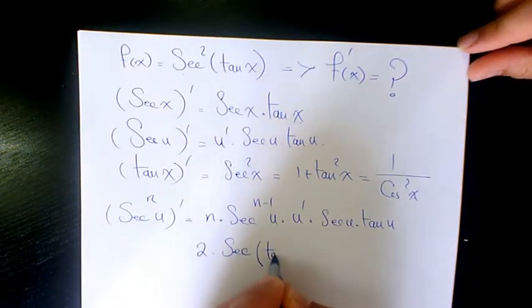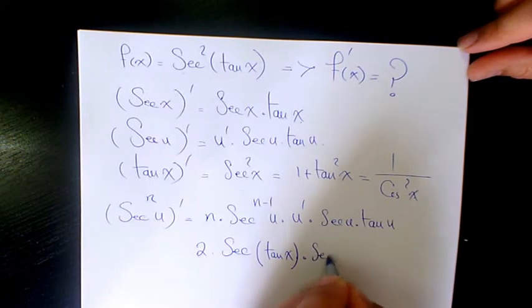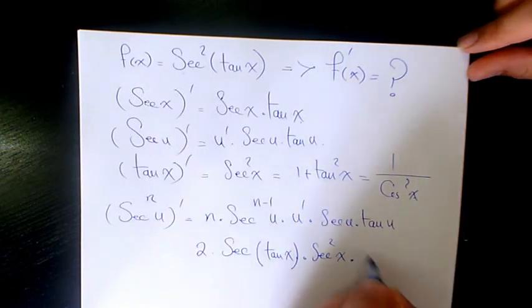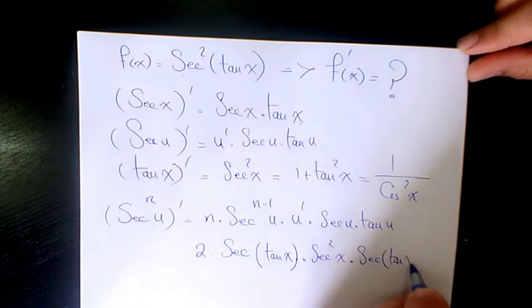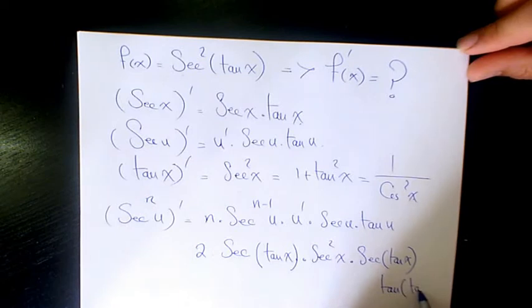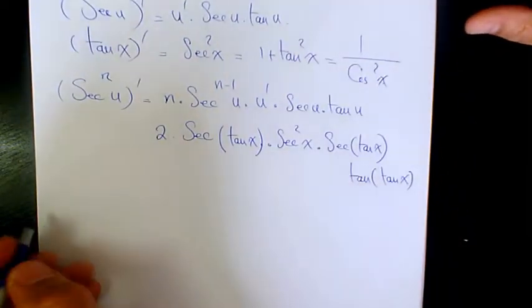u is tan x. u prime, which is the derivative of tan, is secant squared of x, times secant u, which is secant of tan x, times tan u, which is tan of tan x.